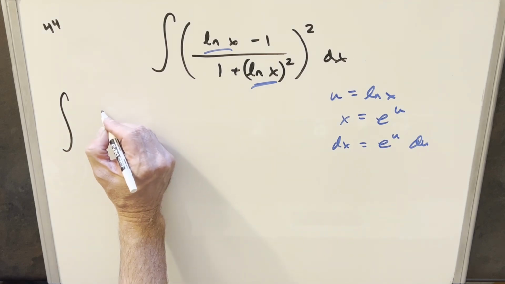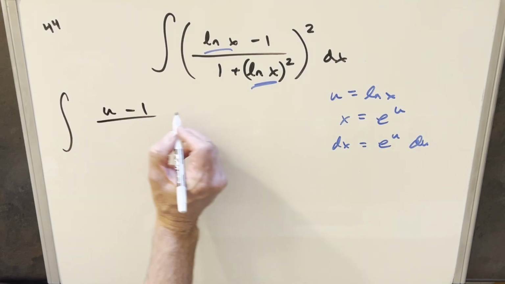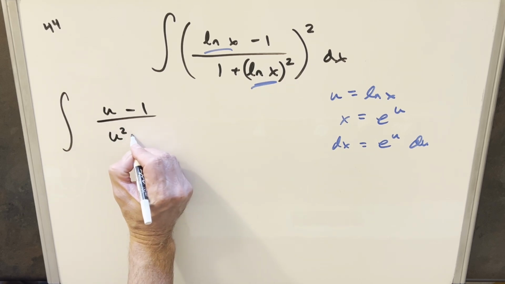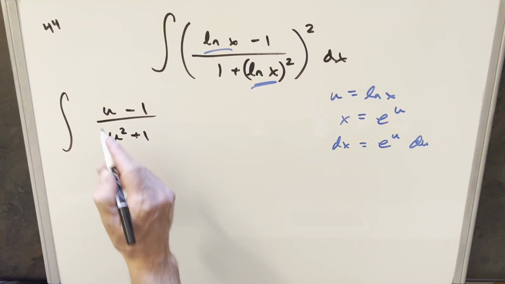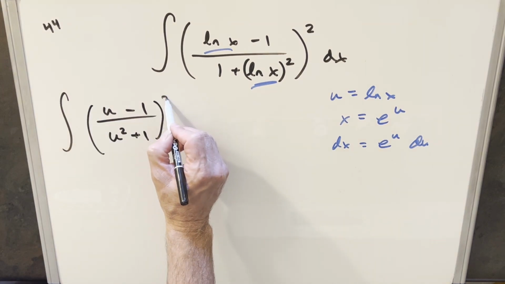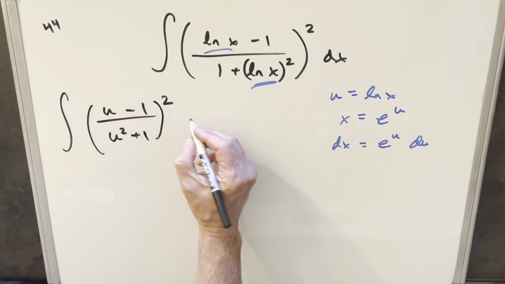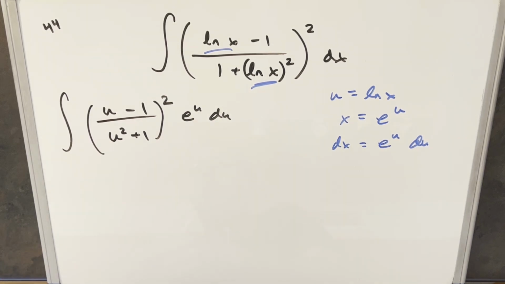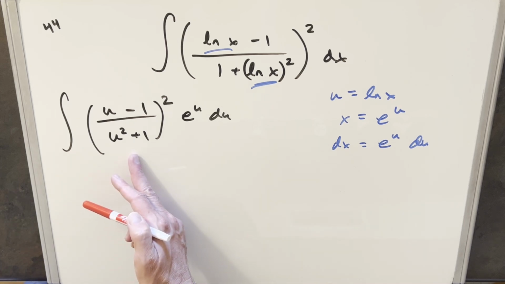This is going to become u minus 1, and this becomes 1 plus u squared. I'll change the order and write it as u squared plus 1. Then all of this is squared, and our dx becomes e to the u du. It's still pretty messy, but maybe we can do something here with the algebra.